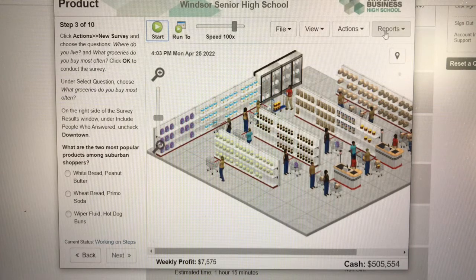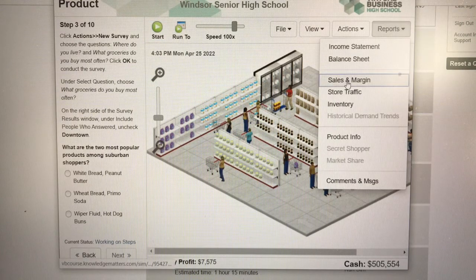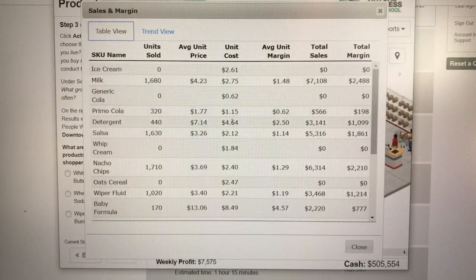I can look at my reports and I can go in and look at sales and margins. This would be an interesting thing. It shows you what's selling and what's not. These things aren't on the shelves. That's why you're not selling units. But if I look at salsa, I sold 1,600 units of salsa. For every unit of salsa I sold, I made $1.14. So that is a decent margin as far as that goes.